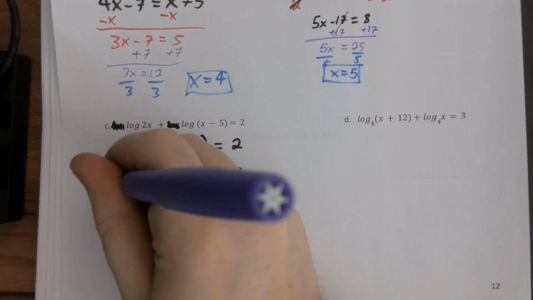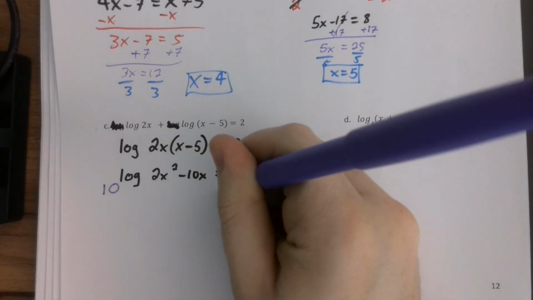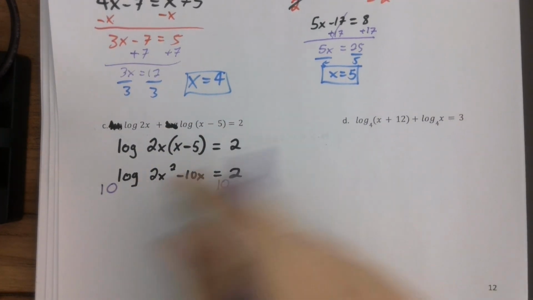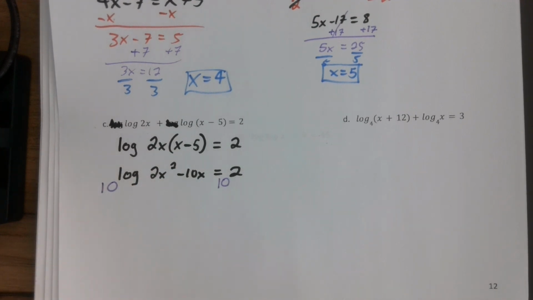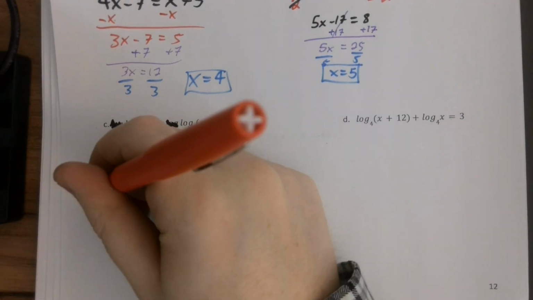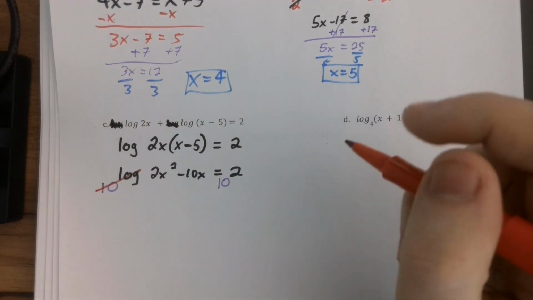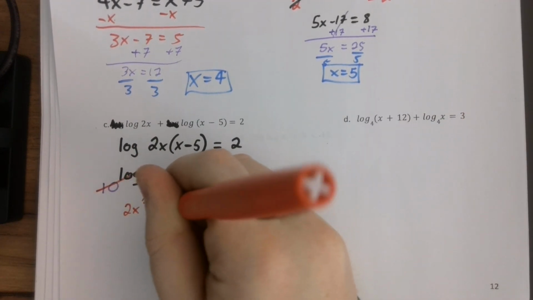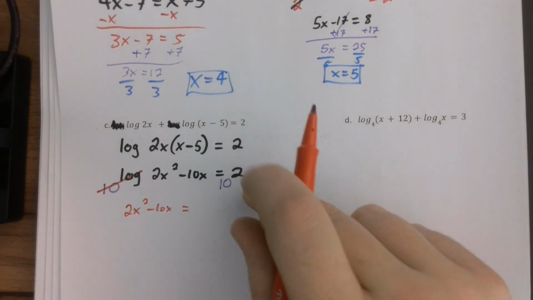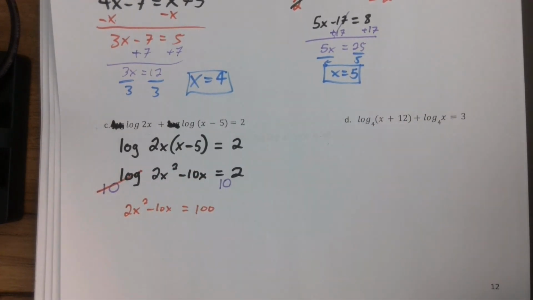All we have to do is exponentiate it. The base is 10, so we put these as the exponent of a base of 10. That'll cancel out the base of 10 here and the logarithm of 10 here. So what we end up with is 2x squared minus 10x equals 10 squared, which is just 100. Now we start to see a way of solving this.